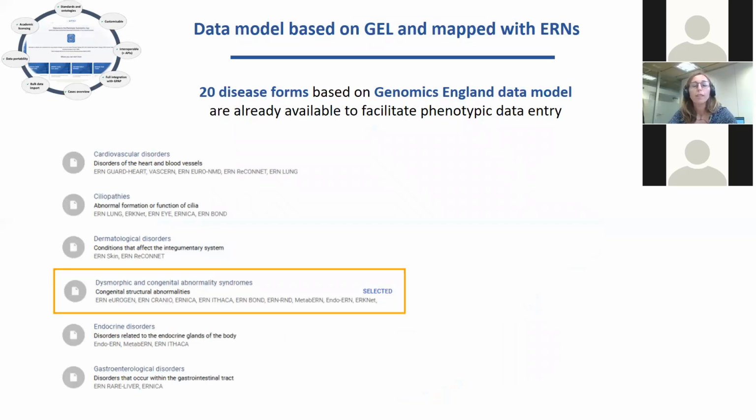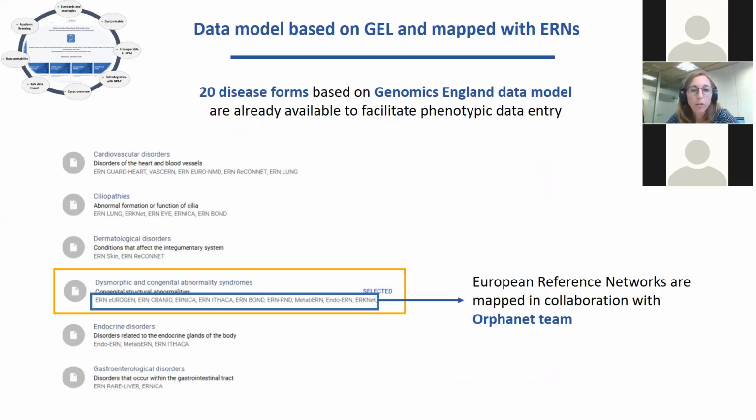So to facilitate the phenotypic data entry in the system, we propose 20 different disease forms that are based on the Genomics England data model, and you will see later what that means and which parts are tailored to different types of disorders. But the idea is that all the rare diseases should be represented there, and also in collaboration with the Orphanet team. And within the SolveRD project, what we have done is to map the different European Reference Networks to these different types of disorders, so that can help clinicians to decide in which study their patient will belong.